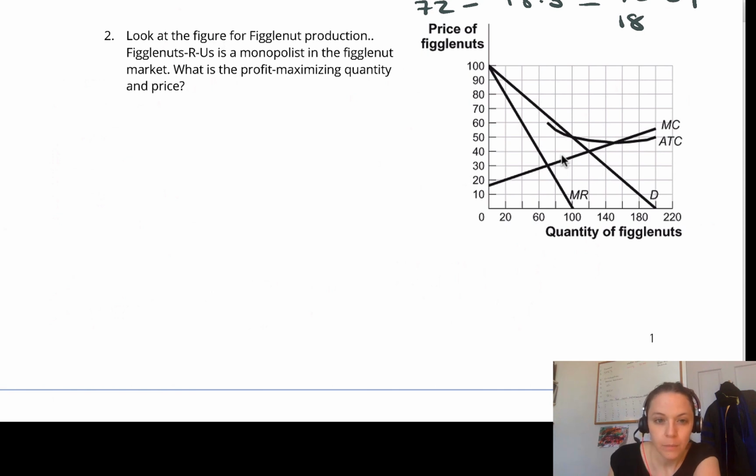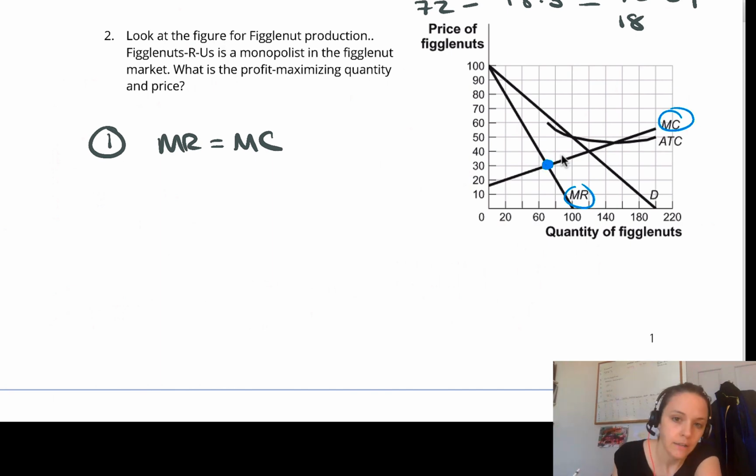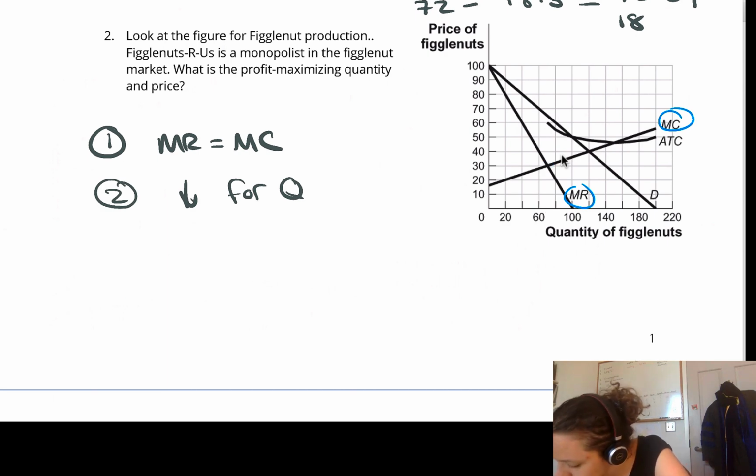So we want to figure out what the profit maximizing quantity and price is. So let's remember that our first rule is that we profit maximize where marginal revenue equals marginal cost. So we have to figure out where those two things are equal. So let's do it. I'm going to my marginal cost and my marginal revenue, and I'm finding that they're intersecting right there. Then I'm going to drop down for the quantity. And this one's a little bit tricky because I made my dot kind of large. It's hard to see where we are, but I think we're right at 70. So we're just going to say 70.